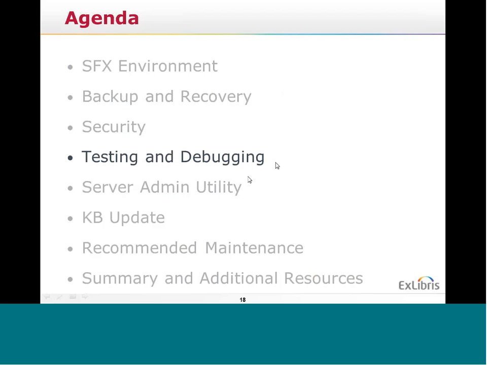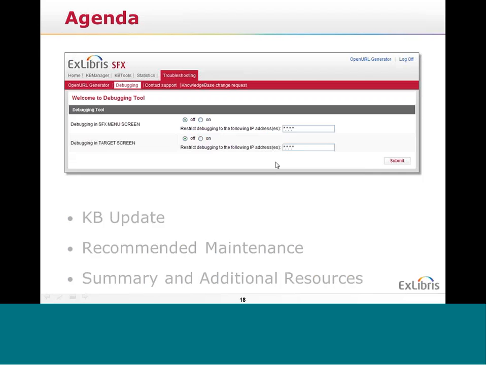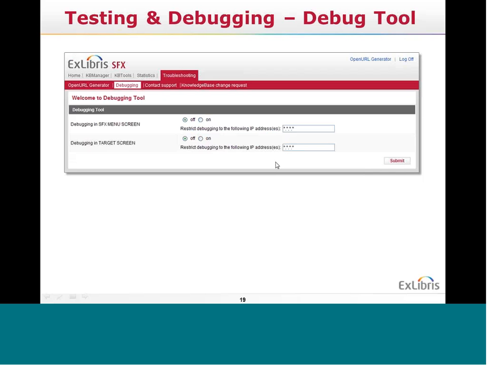So let's now turn our attention to testing and debugging. We briefly saw the debug tool in the troubleshooting session, but here it is again, and I'll go into a little bit more detail. This tool allows you to determine the source of errors that may be occurring in the SFX flow, for example, missing targets that are not displaying in the SFX menu, perhaps corrupted target URLs, proxy problems, server errors. That information you may be able to deduce from the debug tool.